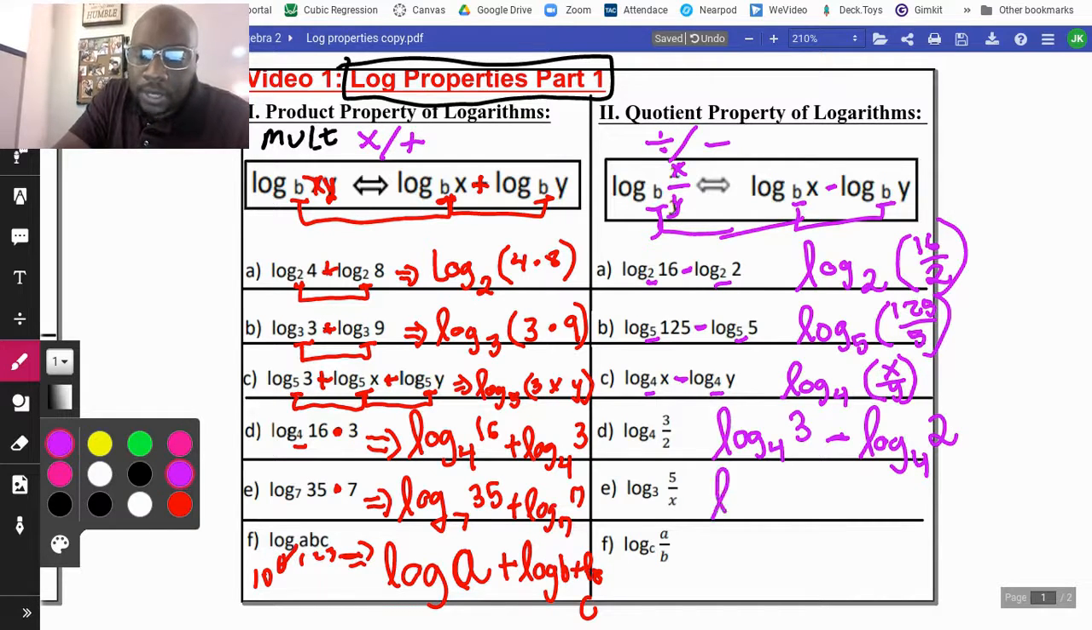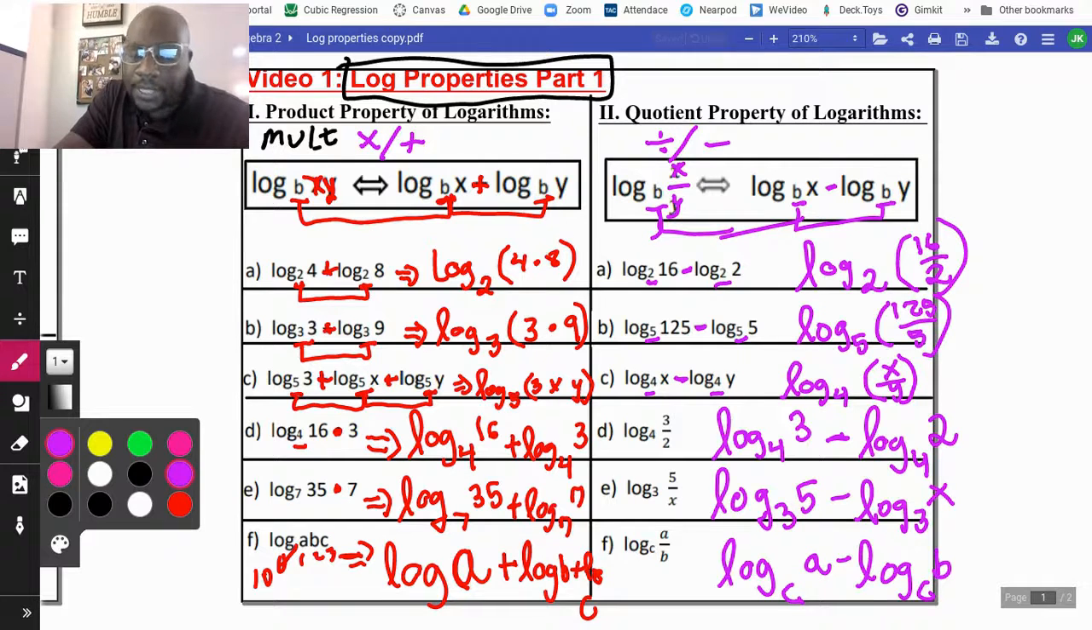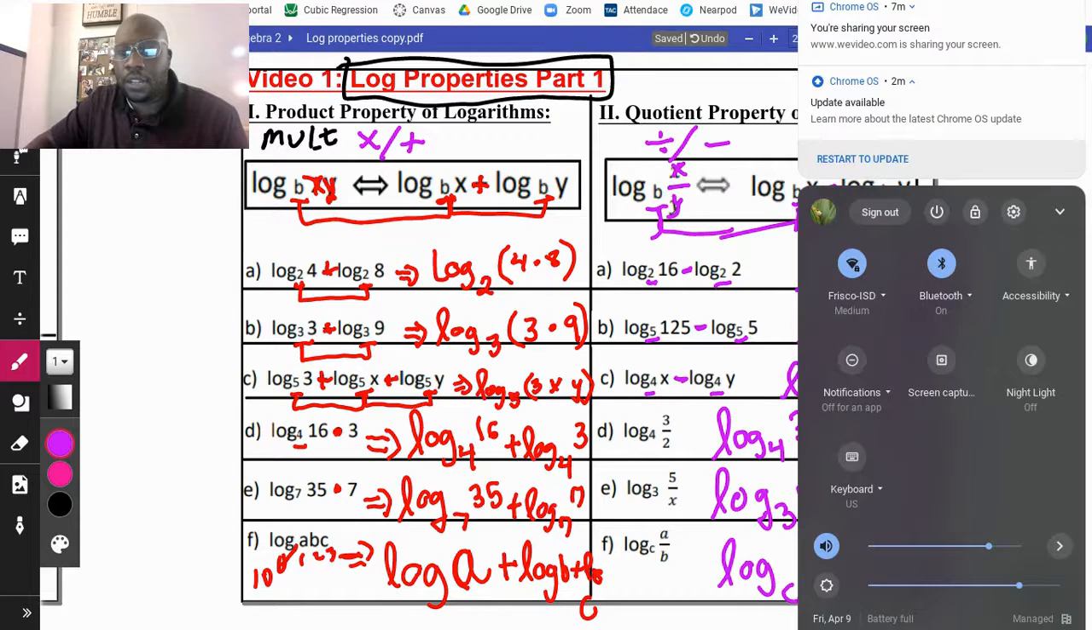Next, same deal. They give it to us in a single form, and we can come up with that in expanded form: log base 3 of 5 minus log base 3 of x. Let's continue. The last one, it looks like they put a c as the base. So log base c of a minus log base c of b. That's it. All right, you do the next one. And just like that, we're done.